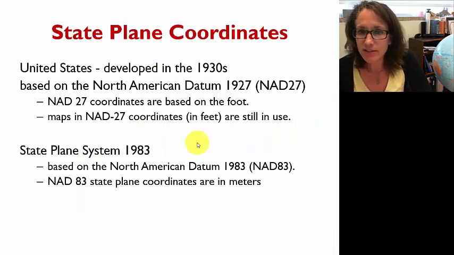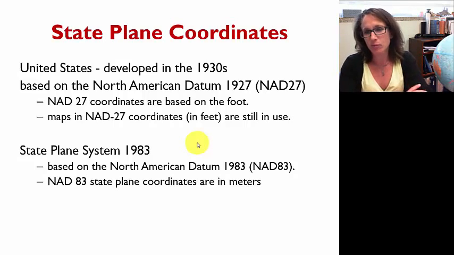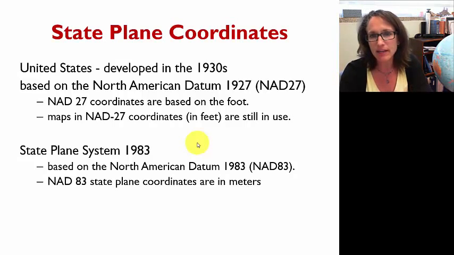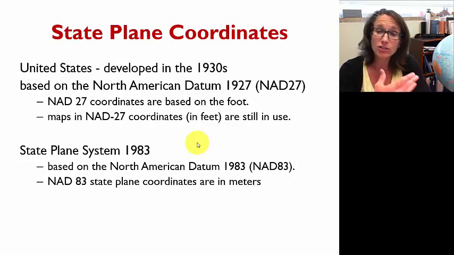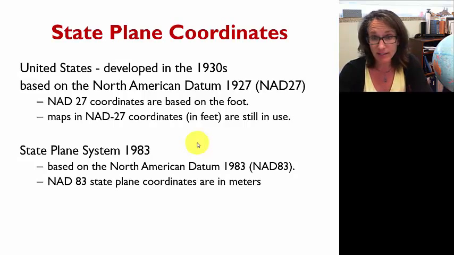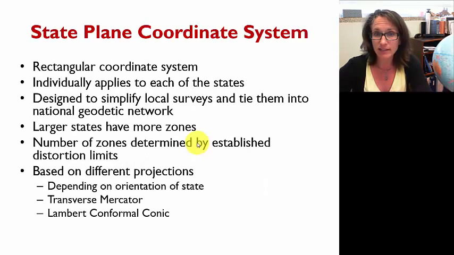So the second grid system that we're going to talk about, which we actually really won't use much in the class, but it's good for you to know about it just in case you get some data that are in these coordinates, is the state plane coordinate system. And this was developed in the 1930s. So it's an old system. It has been updated, though. There's some states that have a state plane system of 1983. The original one was based on the NAD 27 datum. The new one is based on the NAD 83 datum.